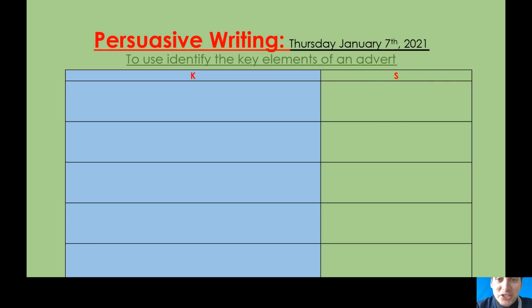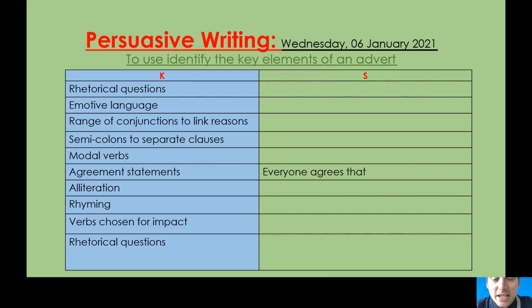Now, if you've looked ahead on your sheet, you'll see you've actually got a no-show table already. So you've got the idea of those rhetorical questions from yesterday that we looked at. You've also got the emotive language we've looked at today. Think about conjunctions that you could use. The semicolons are a key skill we're trying to utilise, and our modal verbs we've looked at recently. We might include those, we should include those, we will include those. Agreement statements we'll focus on more later in the week, but I've given you an example of one. I'd like to see what you can think of for alliteration, rhyming, and those verbs that we can include.